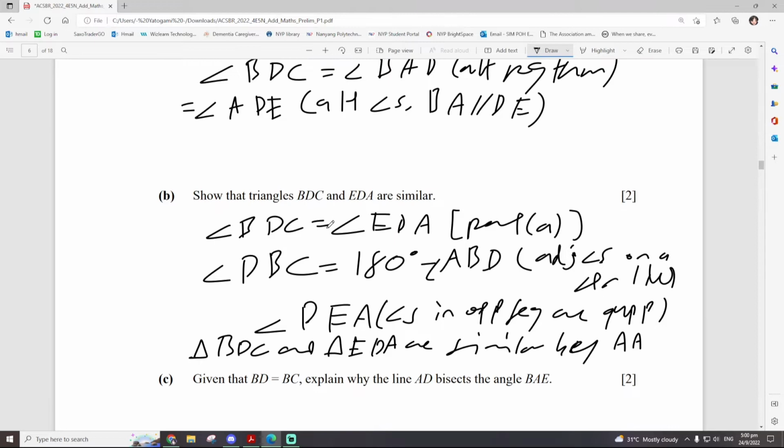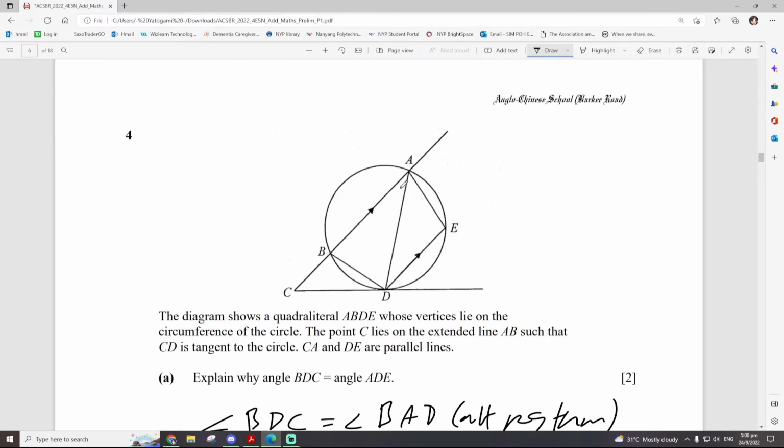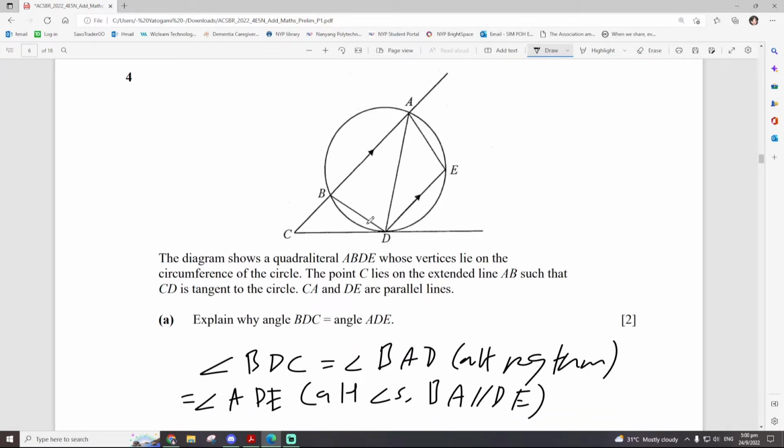So BD equals BC. Okay. So BD equals BC means that these two angles are equal. And what's going to happen is that this angle, we just showed just now, is the same as this angle, and this other angle is the same as this angle because of the similar triangle property. So that's what we need to show.